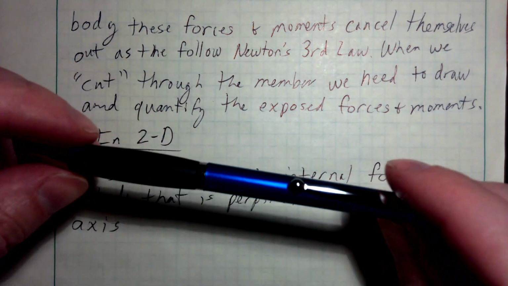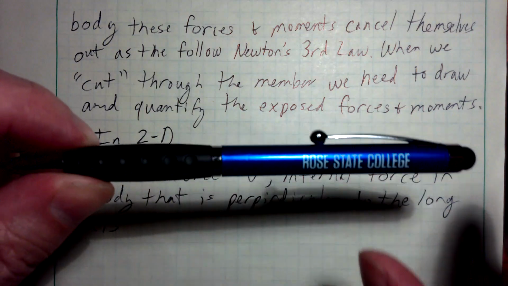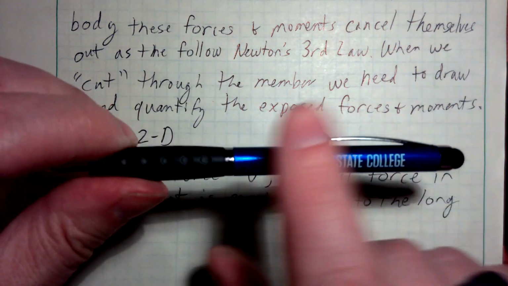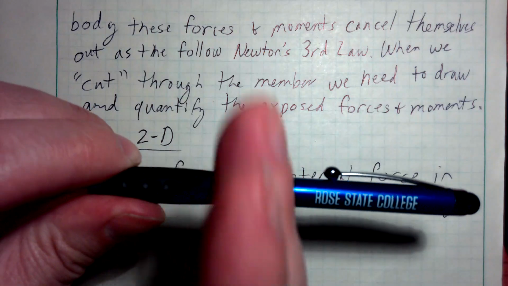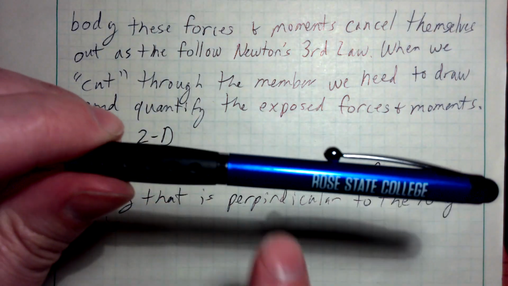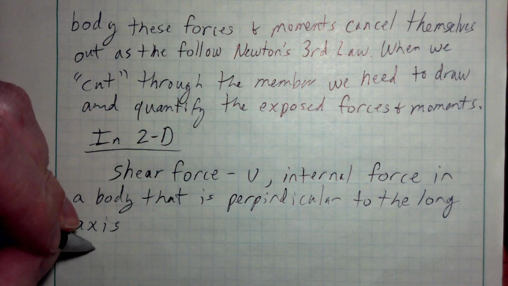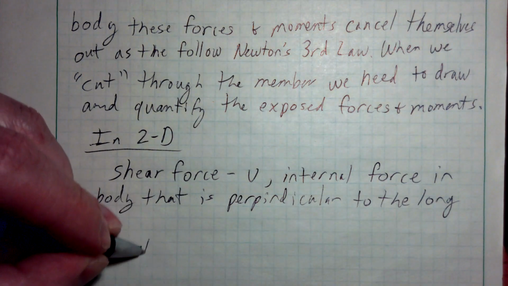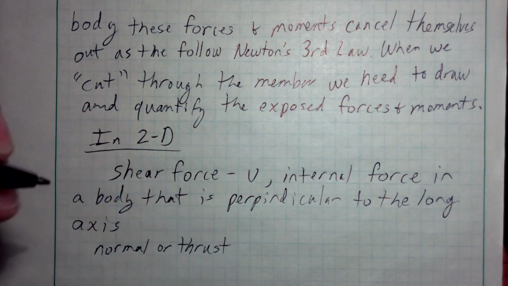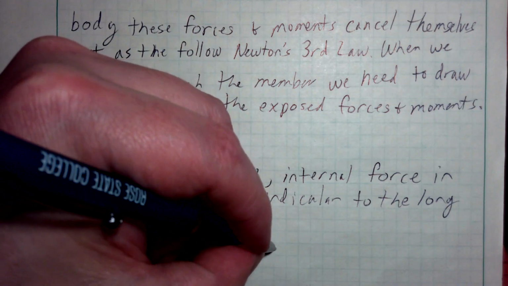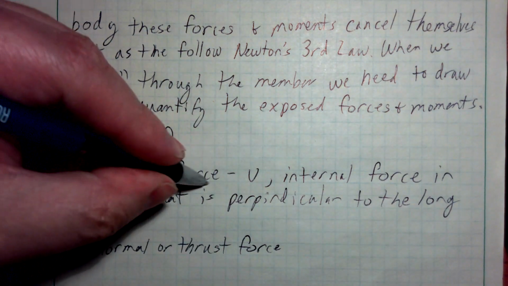kind of like we would a beam, and we would say, well, if I have this as my longer axis here and I apply a certain amount of force and I make an arbitrary cut, the shear would be the internal force perpendicular to this long axis here, as opposed to the normal or thrust force. Some texts will often call this the thrust. A lot of times our text likes to call it the normal.